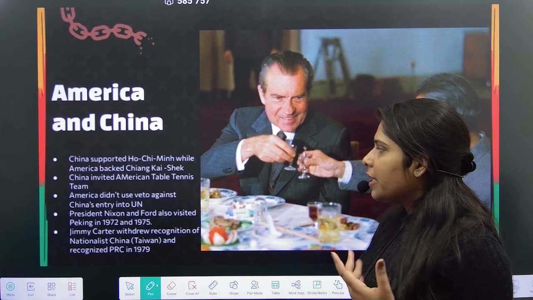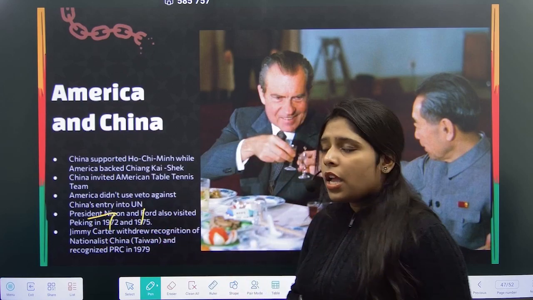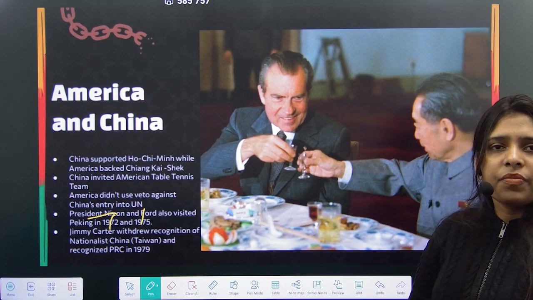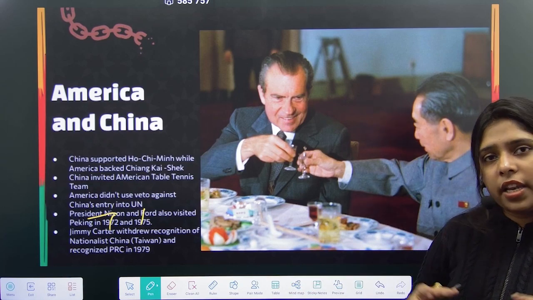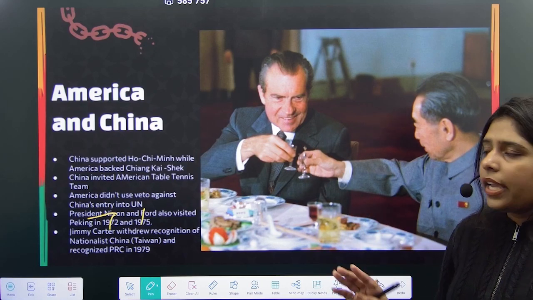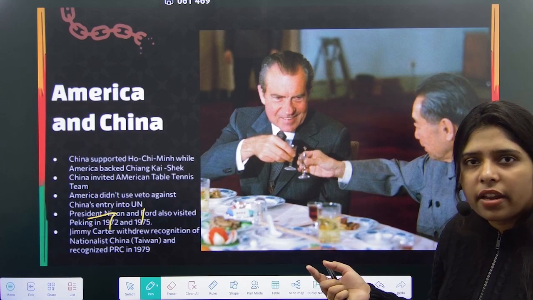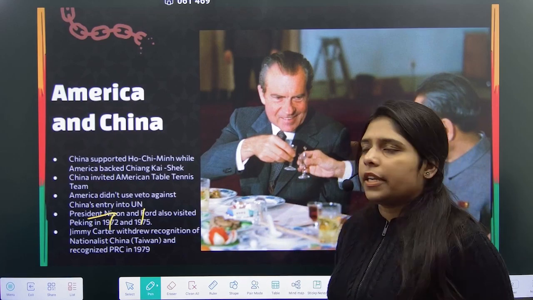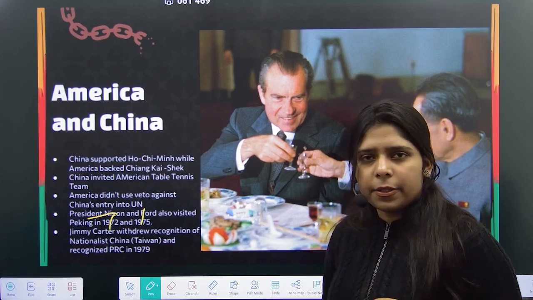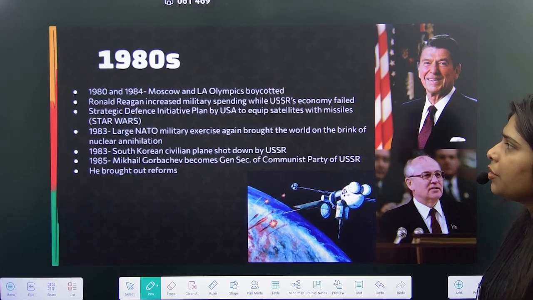Okay. President Nixon and Ford, they visited Peking in 72 and 75. Jimmy Carter, he withdrew the recognition of nationalist China. He said there is only one China, the one China policy, and there is no Taiwan existing. Okay, and he also recognized the existence of the People's Republic of China, the party in China right now. Okay, in 1979. So there was only a slight clash between them. Otherwise, things settled for the better between the two powers, at least till 1979. You come to the 1980s.